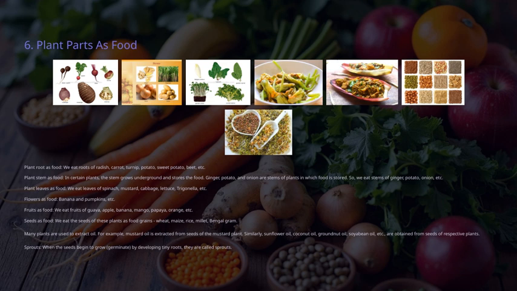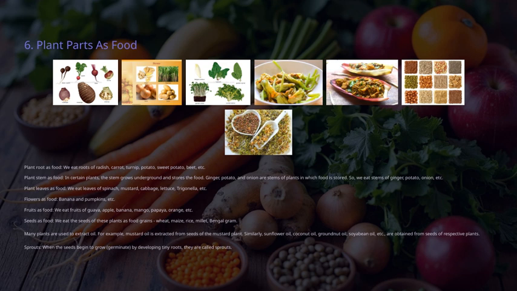Next, there are the plant stems. In some plants, the stem grows underground and stores food. For example, ginger, potato, and onion are actually stems where food is stored. So when we eat ginger, potato, or onion, we're eating stems of these plants.